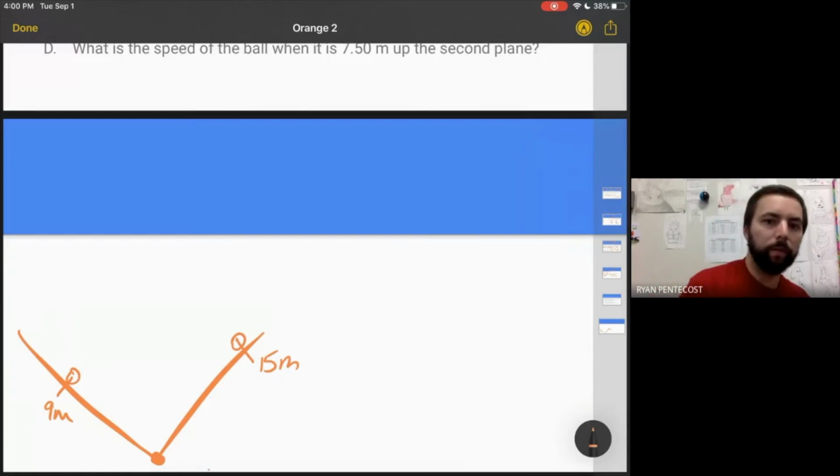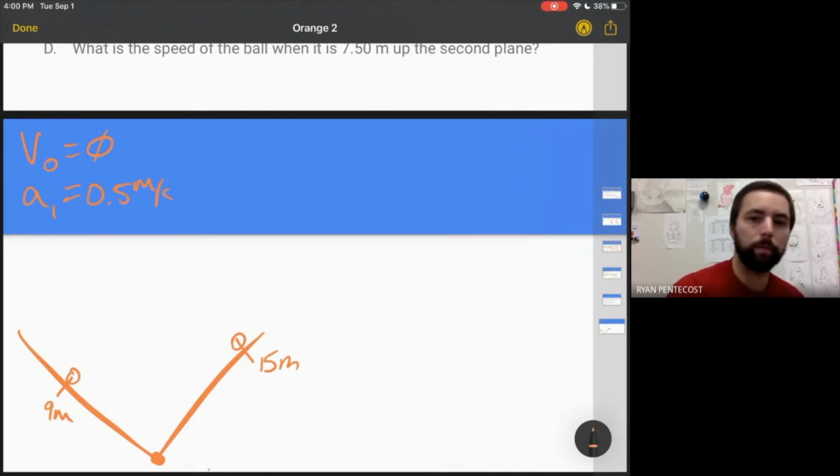So we have some givens. It says it starts from rest. It accelerates on part 1. So we're going to say that A1 is 0.5 meters per second squared. We'll also call that V naught 1 because we're going to have a part 2 to this. Everything on this side will be part 1. Everything on this side will be part 2.